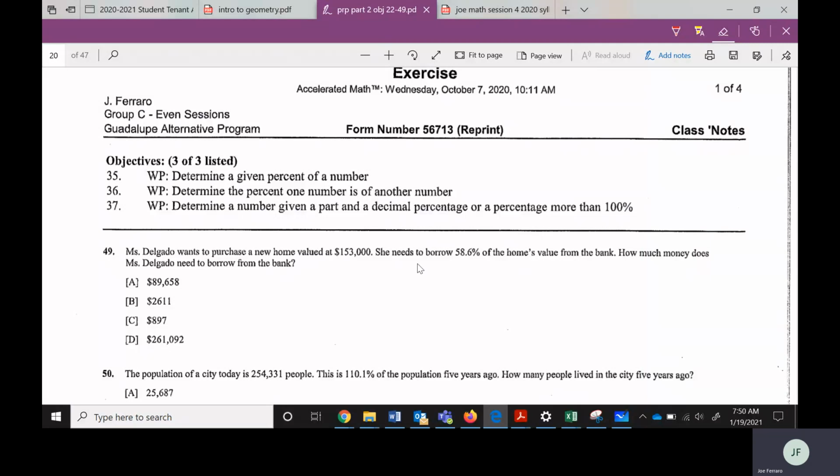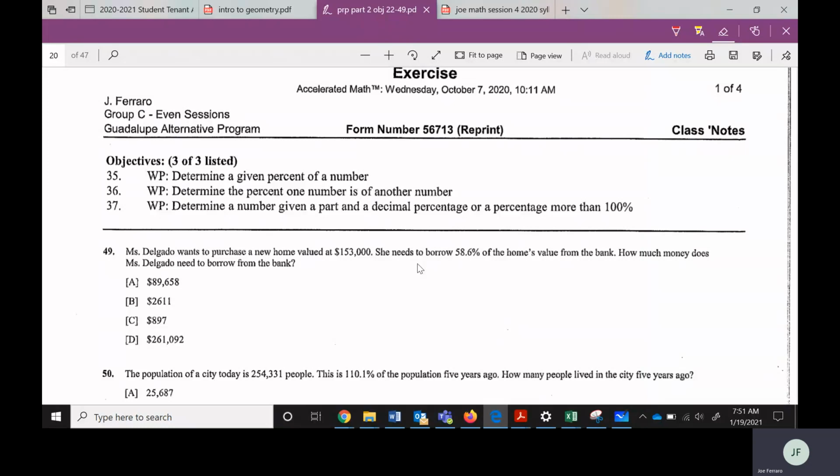What we're looking at today is nothing too new. There are no new notes. We're just going to go through the problems. It's going to be the same as last section, 32 through 34. We're looking at percent problems, finding either the part, the percent, or the whole. But now they're a little bit more word problems.